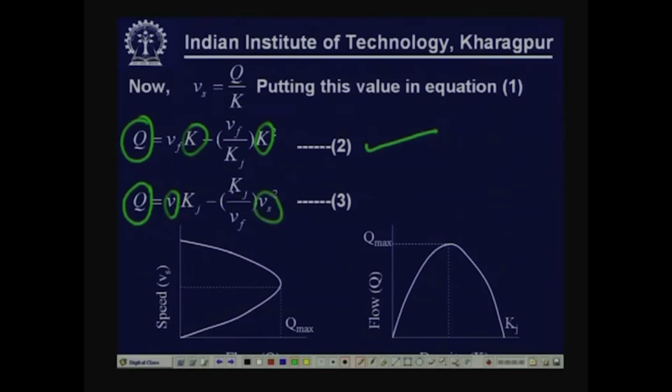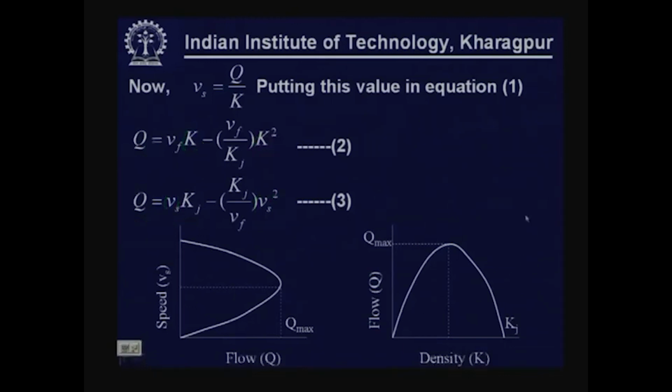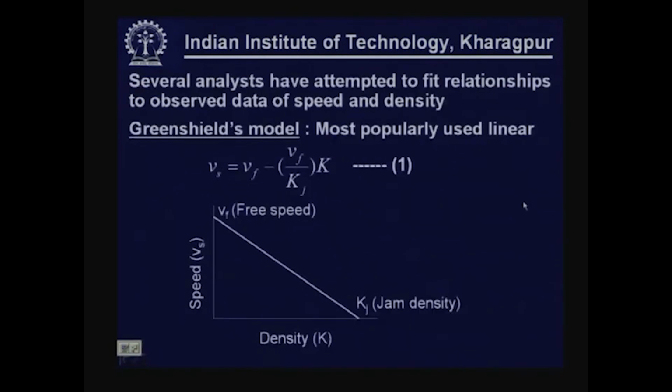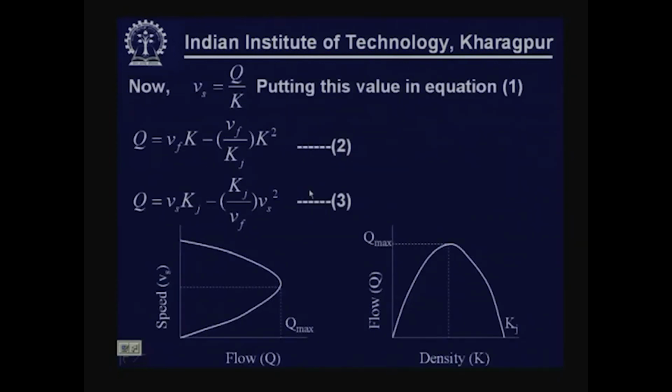So, once you know any one of these relationships, in this case we have started with the relationship between speed and density, and then we know this basic equation, flow equals speed into density, we can derive the relationship between flow and density and also flow and speed, and those are plotted here.